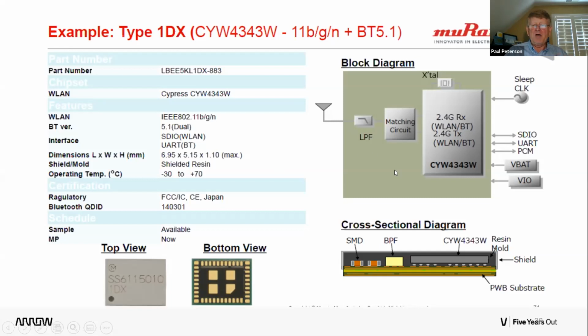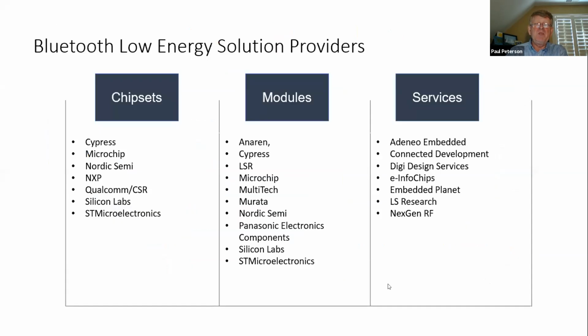Again, we literally have hundreds of different options. And as you get to that point, please reach out to us to help make decisions. So for Bluetooth low energy solution providers, you can see the chipset and module vendors, and also the services that are available. Keep in mind that Bluetooth low energy at the chipset level may be feasible, but again, unless you're over 10 to 20,000 units, you may be better served to look at a module.